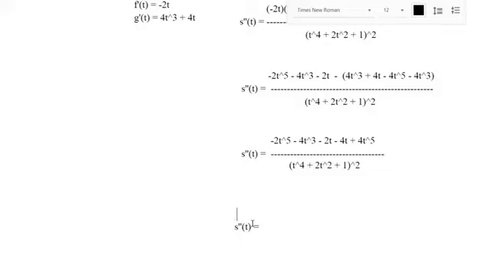And then if we combine like terms, the highest power, negative 2t to the fifth plus 4t to the fifth makes 2t to the fifth, minus the next highest power, 4t to the third. Next highest power, combine those, that's 6t. And again, that's all over g squared.